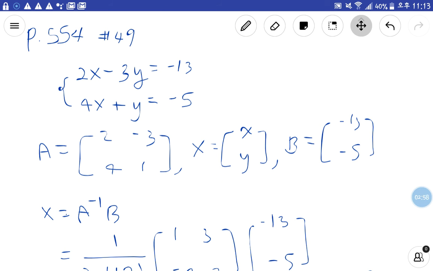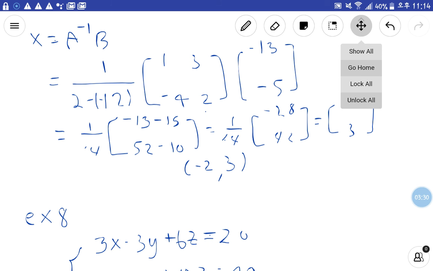2x minus 3y equals negative 13. 4x plus y equals negative 5. So my A is, same as before, all the coefficients of this system, which is 2, negative 3, 4, 1, then the matrix x, y, and then B for negative 13 and negative 5. We are going to find that X by multiplying the inverse of matrix A and B, and that would look like this.